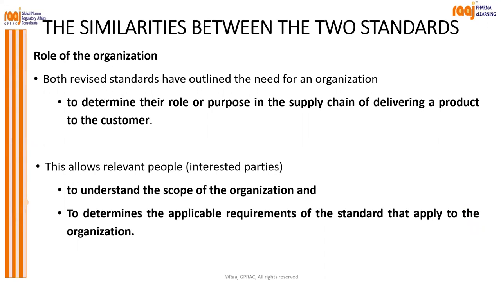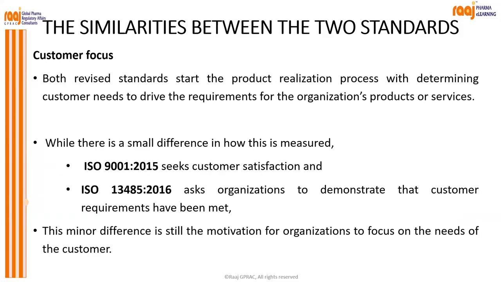Then the role of the organization. Both revised standards have outlined the need for the organization to determine their role or purpose in the supply chain of delivering a product to the customer. And this allows relevant people, like interested parties, whether external or internal, to understand the scope of the organization and to determine the applicable requirements of the standard that apply to the organization.